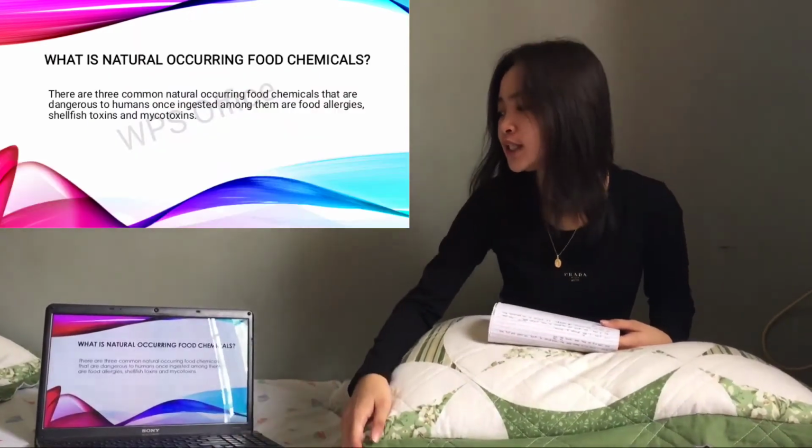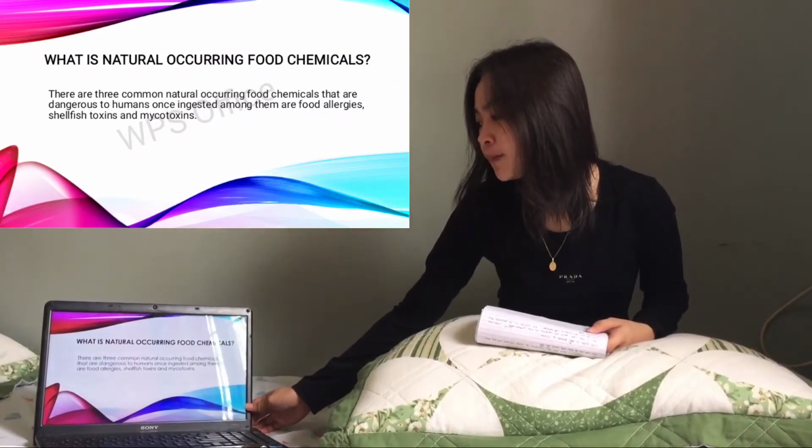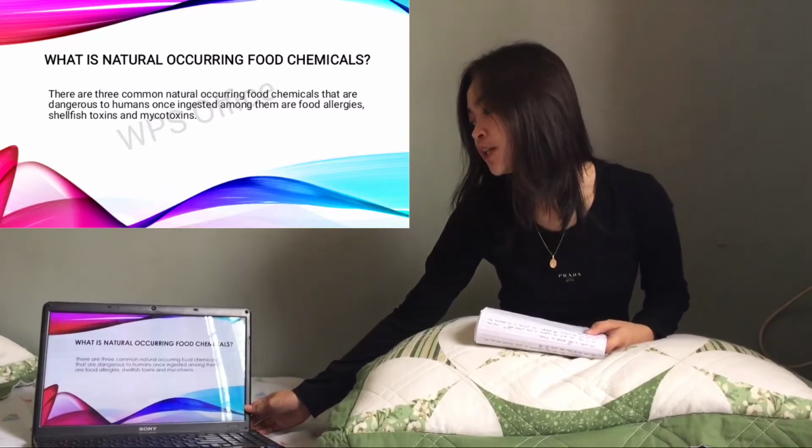So, what are naturally occurring food chemicals? There are three common naturally occurring food chemicals that are dangerous to humans once ingested.